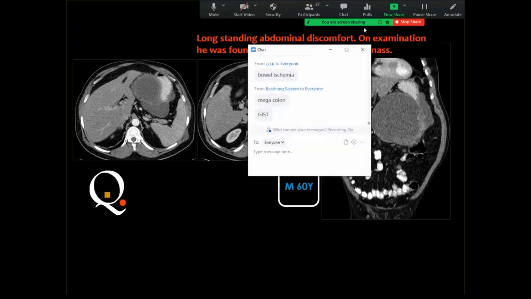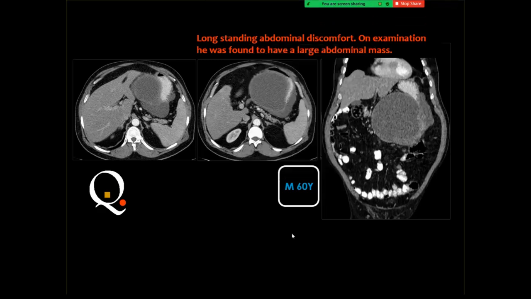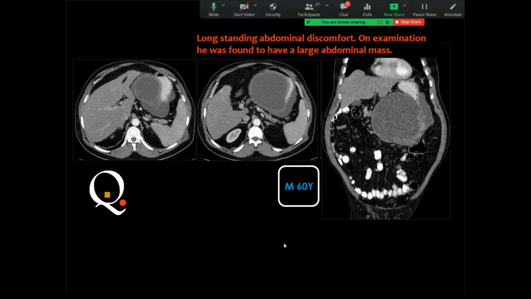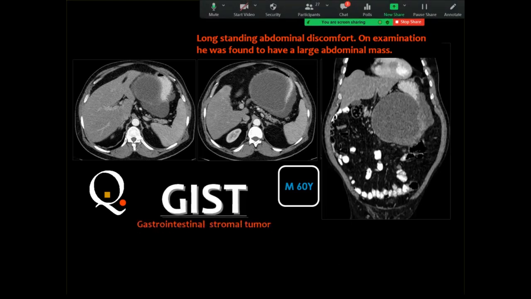Yes, and an exophytic mass from the stomach or even from the bowel is a good diagnosis for GIST tumor, which is the gastrointestinal stromal tumor. And this name has replaced the leiomyosarcoma of the stomach, and also the leiomyoma of the stomach are both replaced by the GIST tumor.